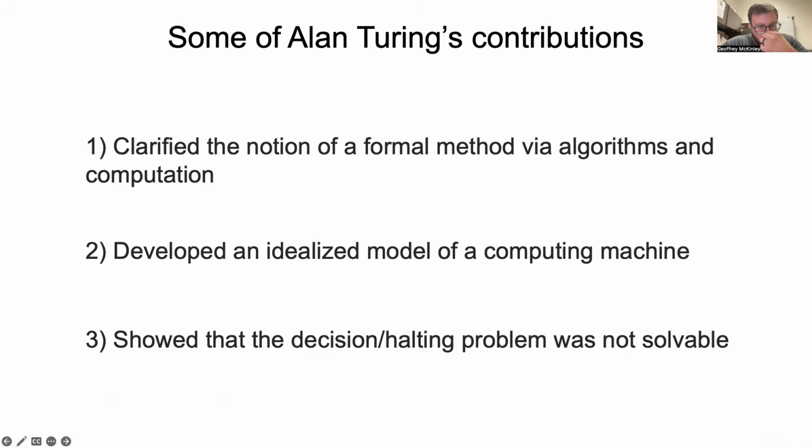But in doing this, by showing that the halting problem was not solvable, he also came up with this hypothetical machine that will find a solution, and that's called the universal Turing machine. Okay, and so we'll talk about the Turing machine in the next video.